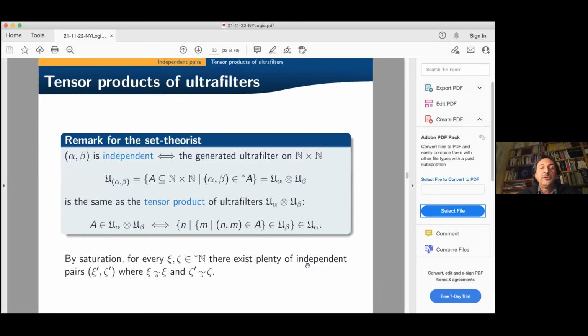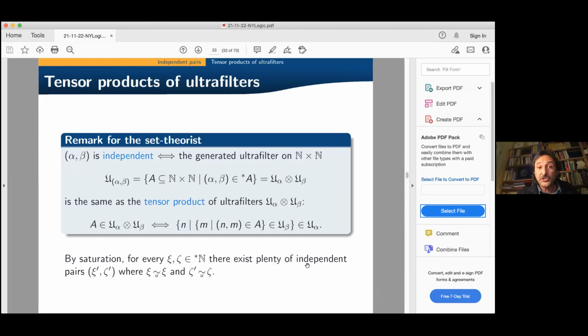So if you translate this property into a set theoretic language, the generated ultrafilter is a tensor product of ultrafilters, which is a very basic operation one can do with ultrafilters. It corresponds to a product of measures. If you say an ultrafilter has a 2-valued, finitely additive measure, then it is precisely the product of measures.